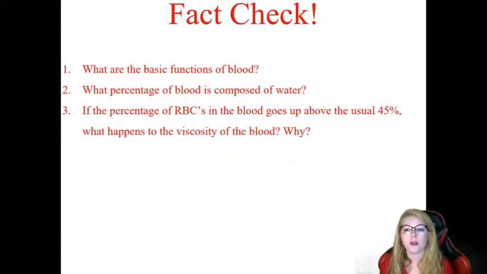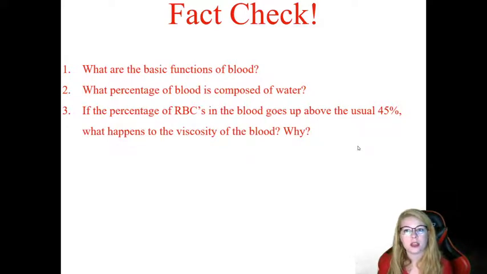If you did not follow that, you're on your own. Questions in your textbook have the answers to these in the back with a better explanation. Number 3, if the percentage of red blood cells in the blood goes up above the usual 45%, what would happen to the viscosity of blood and why?